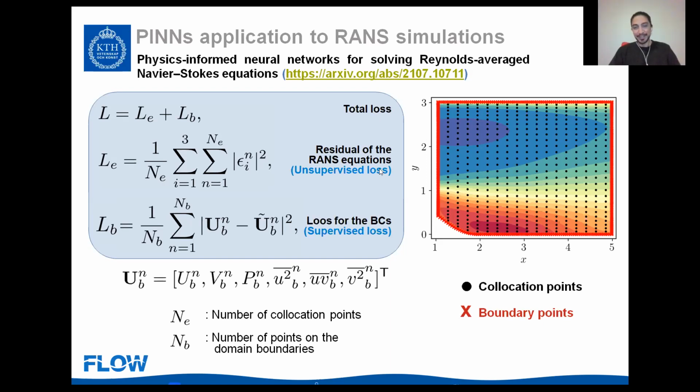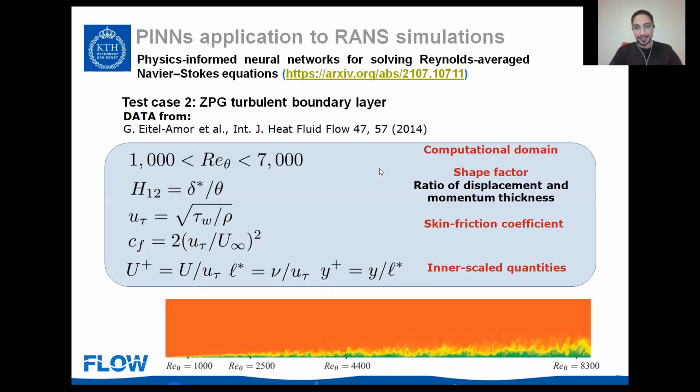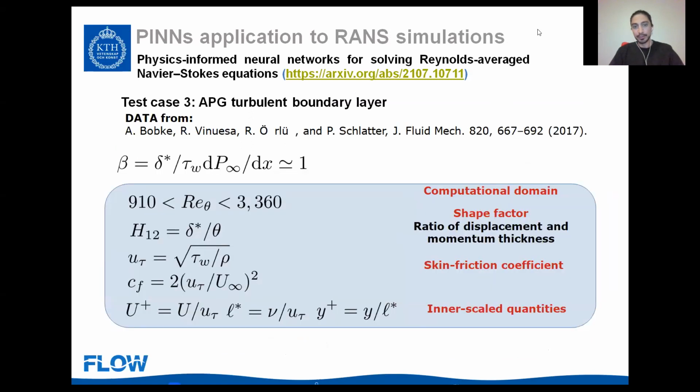And I'm going to follow with the other examples. So this one is the adverse pressure gradient turbulent boundary layer. We have beta, which introduces the amount of adverse pressure gradient, and our domain and all these variables that we used for quantification of the results. So even in this case, we can obtain very good simulations, even for Reynolds stress terms.